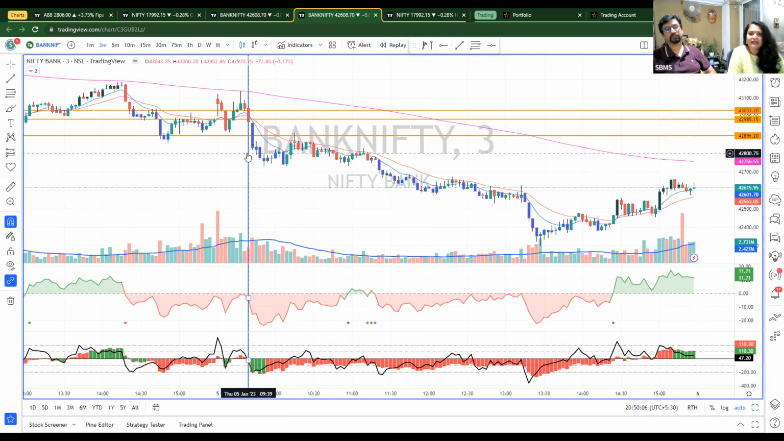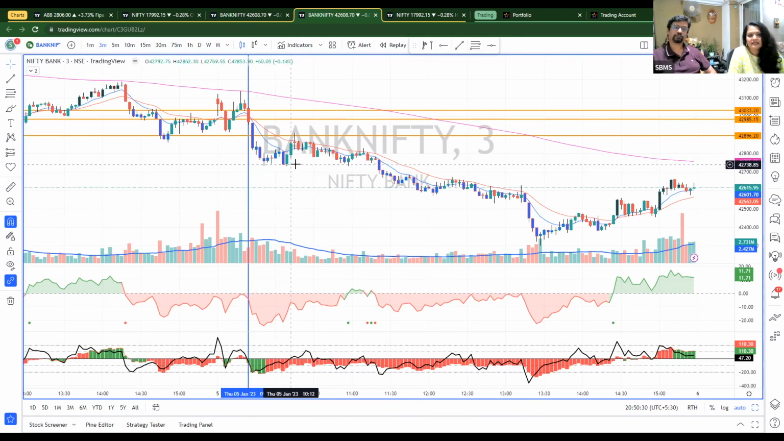Even, we can have a checklist. If the price is not moving, if we are trading in options, then there is a chance of time decay. So if the price is not moving in our direction for the next 4 to 5 candles, we can reconsider exiting the trade.